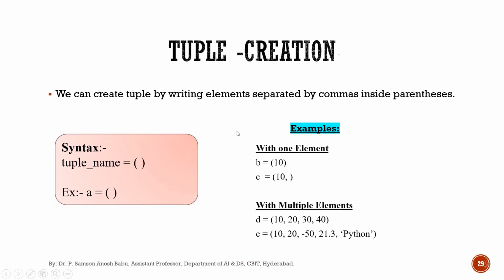Examples we see here. With one element, we want to create a tuple: B equals 10 and C equals 10, comma. With multiple elements, we can see D equals 10, 20, 30, 40, and E equals 10, 20, -50, 21.3, and Python. Similar to list, tuples can be created, but the difference is we use parentheses to create the tuple and square braces to create the list.